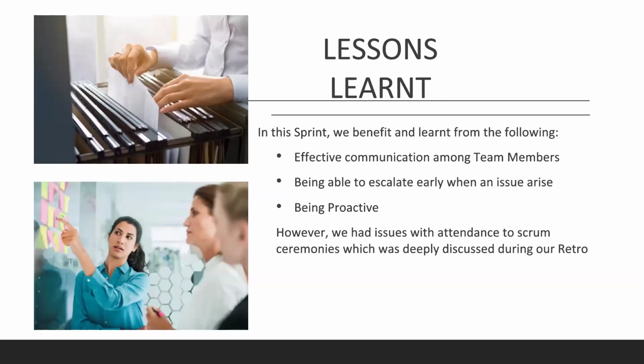Okay, the lessons learned: we had effective communication among team members. We were able to escalate early when issues arise and be proactive, and I will give kudos to the QAs. They were few in this sprint, and they were able to work on all tasks assigned to them. However, we have an issue with attendance to Scrum ceremonies, which we're discussing now. Next slide, please.